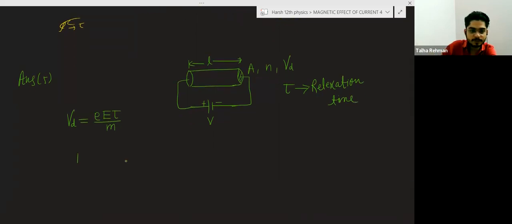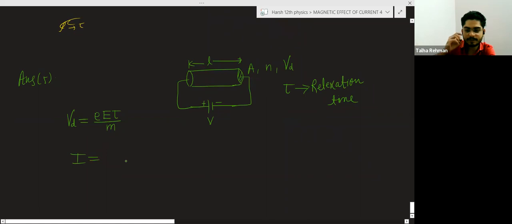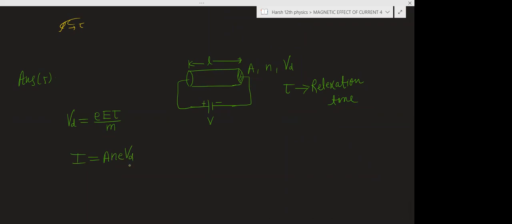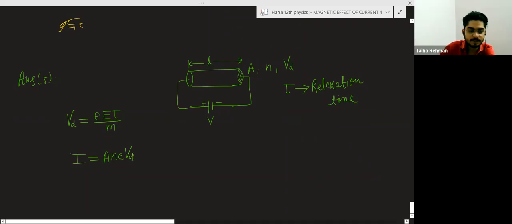One more relation we know: the relation between the drift velocity and the current. I is equal to A N e V suffix D. Now we will put this V D here. I is equal to A N e, put V D here, this will become E tau divided by m.